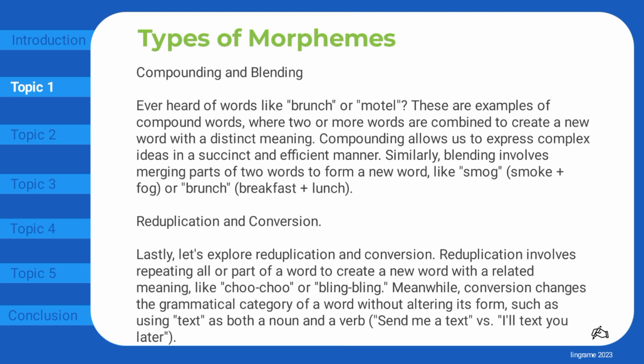Reduplication and conversion. Lastly, let's explore reduplication and conversion. Reduplication involves repeating all or part of a word to create a new word with a related meaning, like choo-choo or bling-bling. Meanwhile, conversion changes the grammatical category of a word without altering its form, such as using text as both a noun and a verb: send me a text versus I'll text you later.